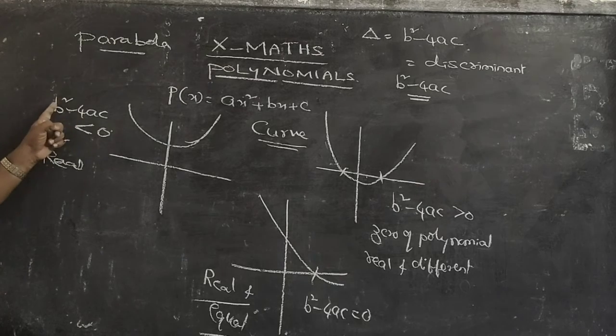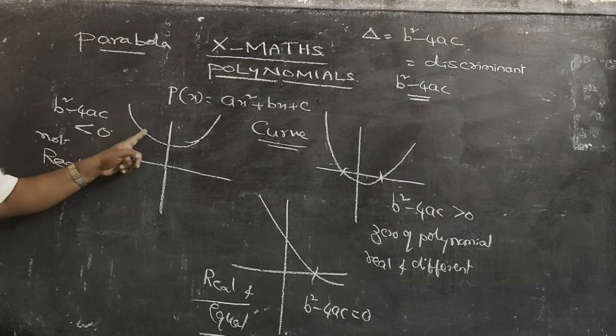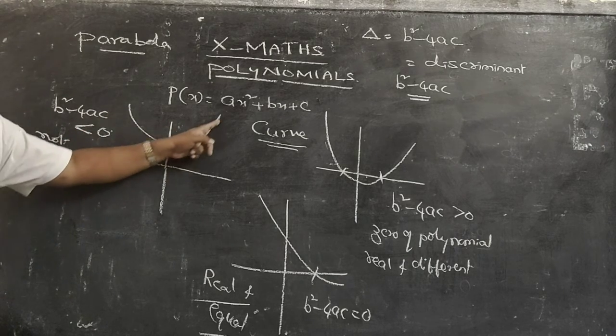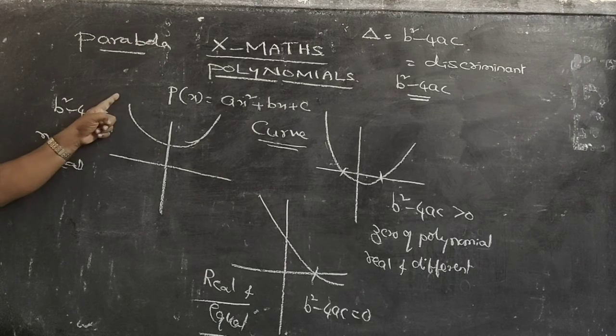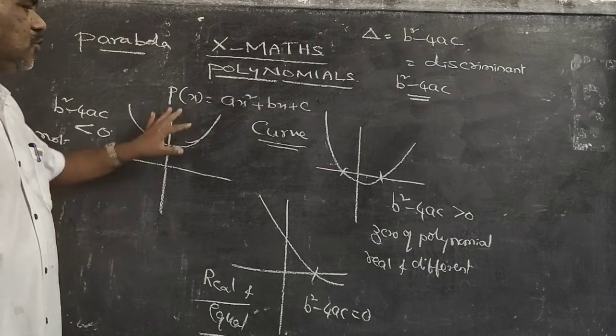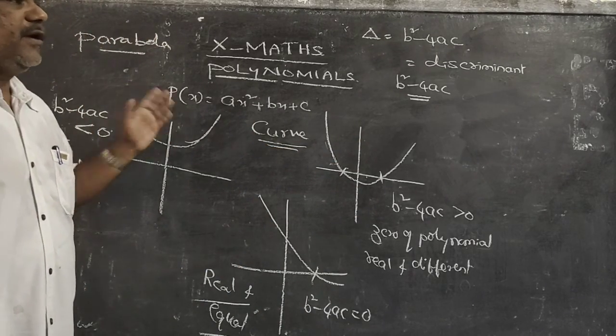If you get b square minus 4ac a negative number, then it indicates that the curve is not cutting the x-axis at any point. Therefore, the roots are imaginary, that means they are not real. We cannot get the value of x by using the graph because they are not real numbers. So using the graph, we will get only real numbers. If it is not real, we cannot get it from the graph.